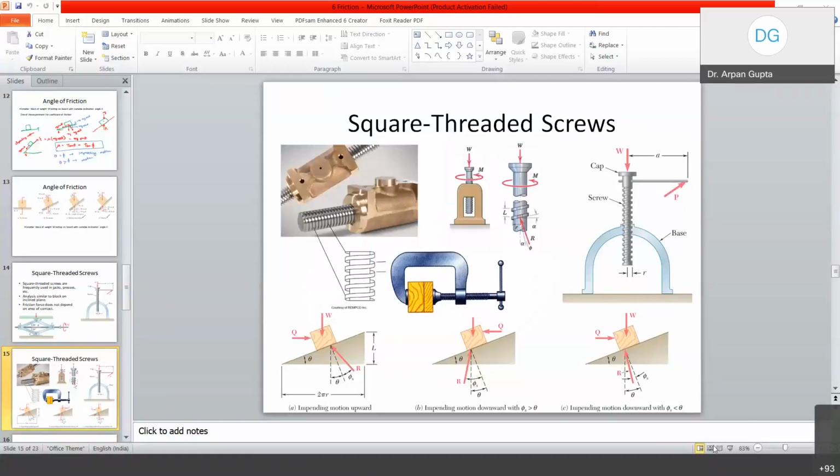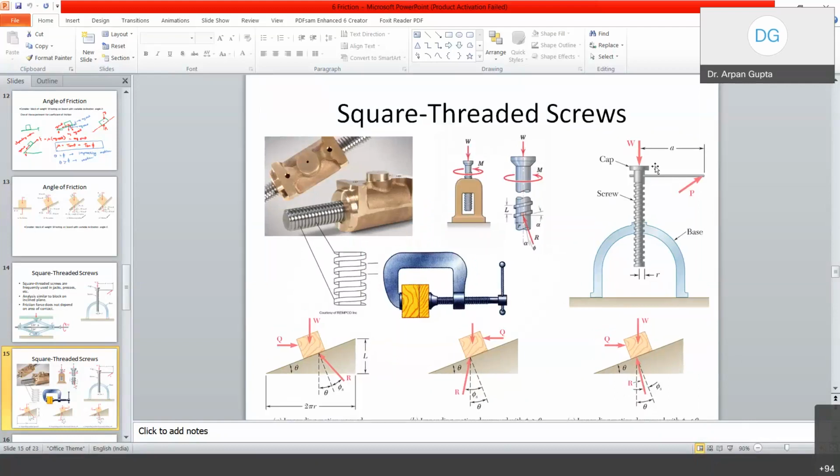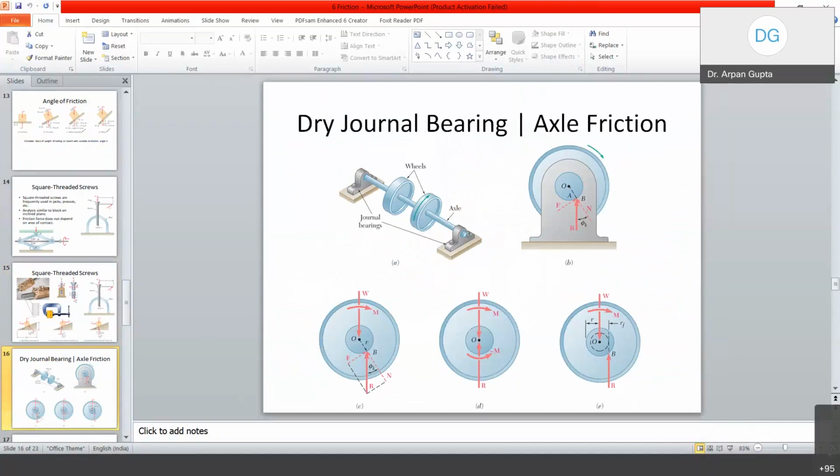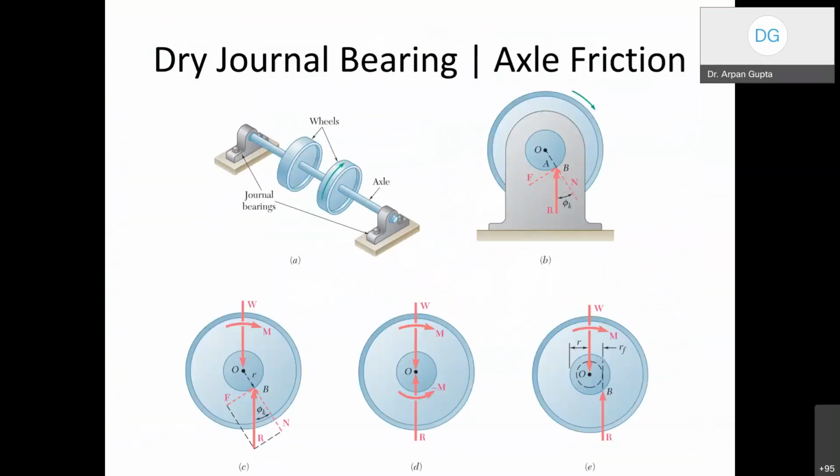Okay, so welcome to another lecture. So these things we have seen in the last class. In this lecture we are going to talk about topics related to dry journal bearing and axial friction.